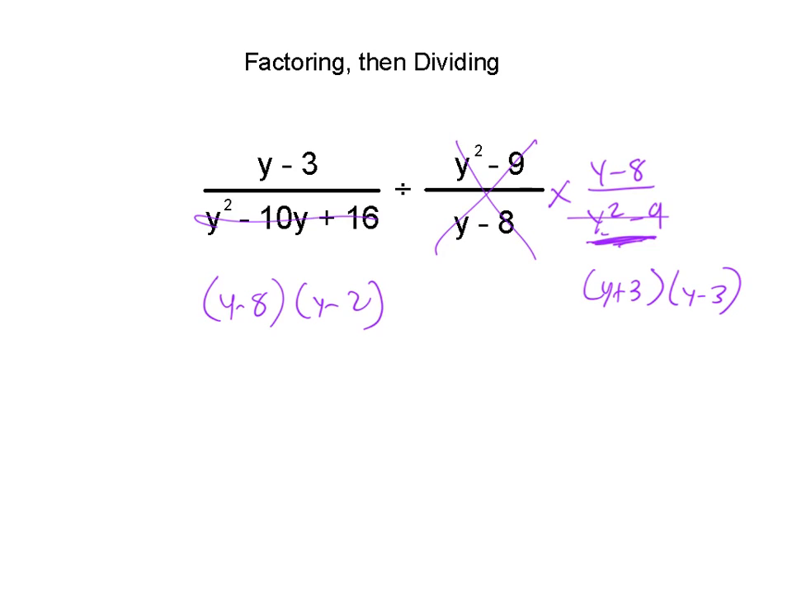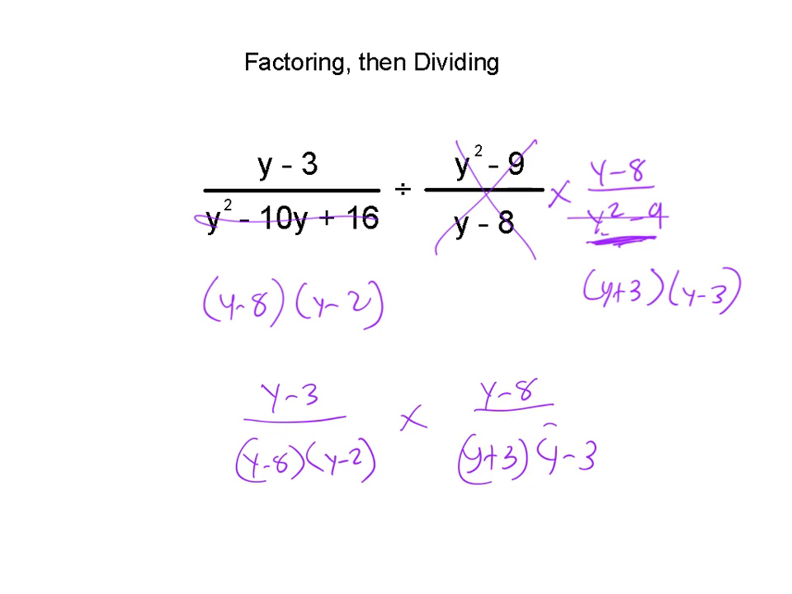So let's just regroup a little bit to organize our thoughts here. We have y minus 3 on top, y minus 8, y minus 2 on the bottom now after we've factored, right? And we're multiplying that times y minus 8 over y plus 3, y minus 3. I'm just regrouping after doing all that factoring. Sometimes it's helpful to do that or it gets way too messy.